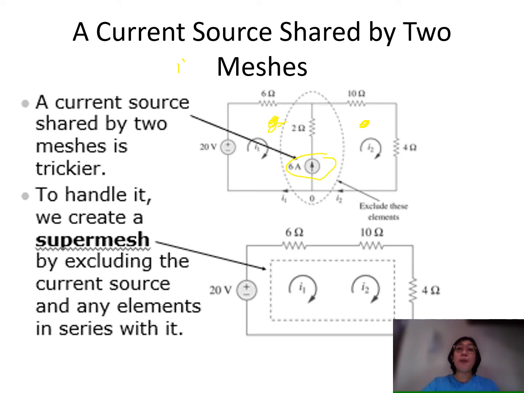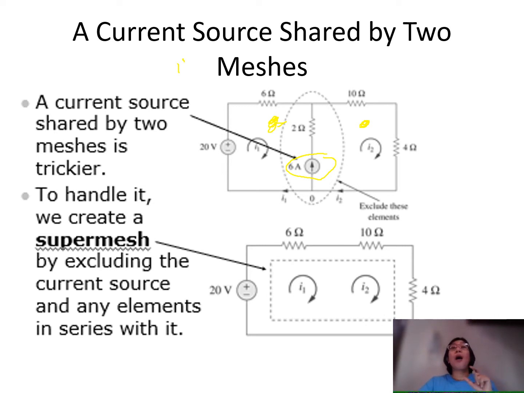In this type of problem, we create what we call a super mesh. What do we mean by a super mesh? A super mesh is created whenever there is a current source between two meshes. How are we going to handle it? We create a super mesh by excluding the current source and any elements in series with it. As you can see, we have removed the entire branch containing the current source.